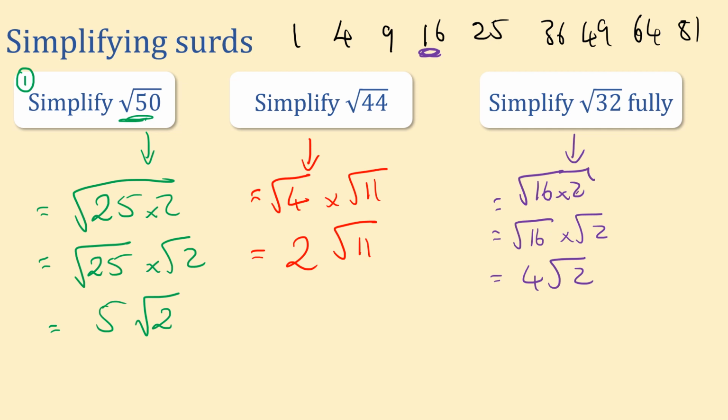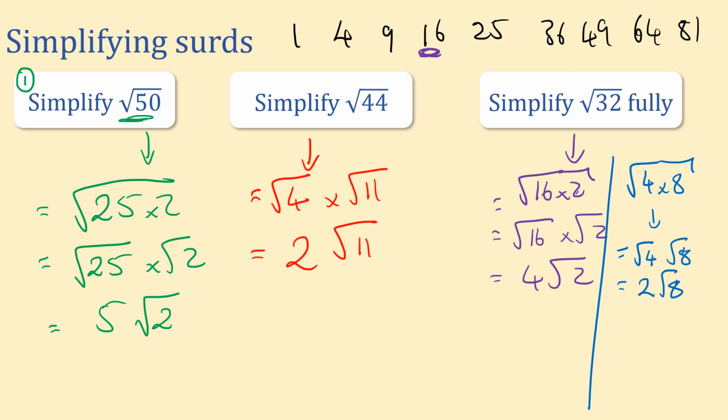Now, some of you may have not seen that 16 is the biggest factor, and you might think, well, I know that 4 eights makes 32. So you might have split it into square root of 4 times 8. Now, if you don't find the biggest factor, this becomes a little bit of a faff, to be honest. So we split this up into root 4 times root 8, and then the square root of 4 is 2, so it's 2 root 8. But you then need to check, can I break down 8 any further? Well, yeah, 8 divides by 4.